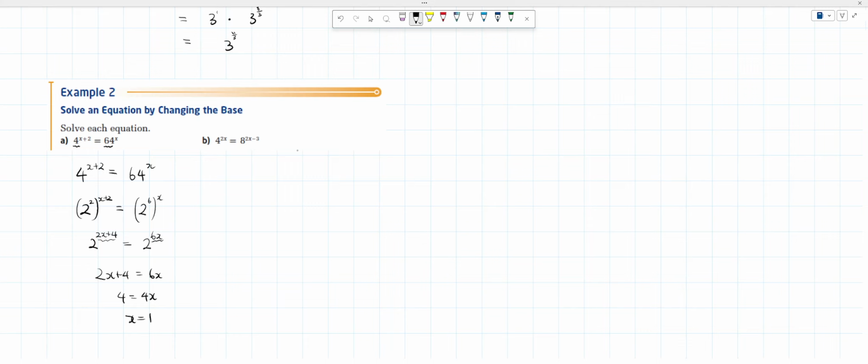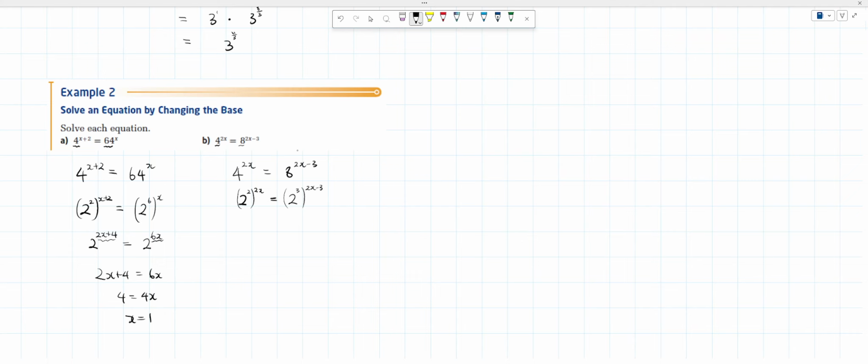Let's try B as well. 4 to the power of 2x equals 8 to the power of 2x minus 3. Just like the previous example, both 4 and 8 have bases connected to 2, of course. 4 can be represented as 2 squared, and 8 can be represented as 2 cubed. Let's rewrite 4 as 2 to the power of 2, to the power of 2x, and 8 as 2 to the power of 3, to the power of 2x minus 3.